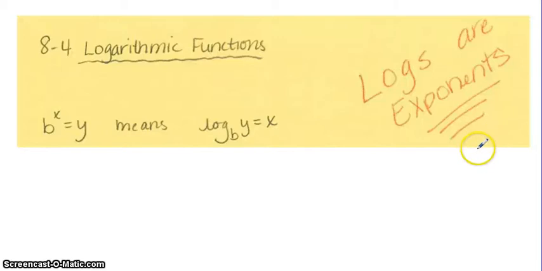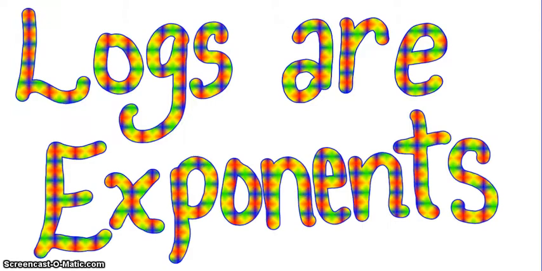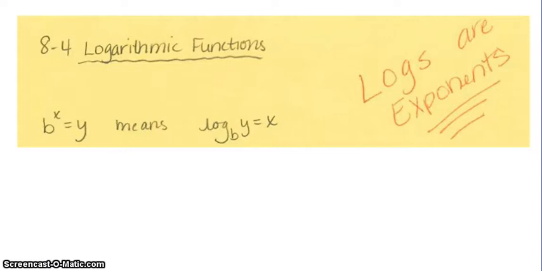We're going to talk about logarithmic functions. One thing that you want to remember, no matter what, is logs are exponents and exponents are logs. Here's something you're familiar with. This is an exponential function. A base raised to an exponent is equal to y. B to the x equals y. Well, that means exactly the same thing as the log base b of y is equal to x.